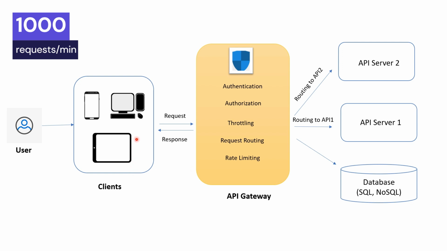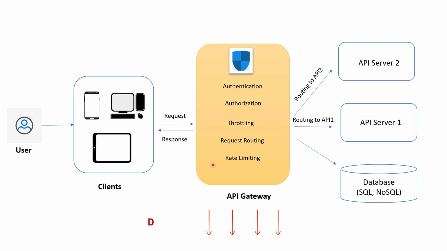If the client sends 2,000 requests, what will the API gateway do? The API gateway will only accept the 1,000 requests, and the remaining 1,000 requests will be dropped off and will not be processed. So this is rate limiting. Apart from this, we have different features for security, throttling, logging, monitoring, etc. in an API gateway, which we are going to look at in this series of videos.